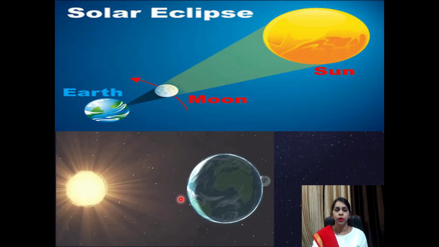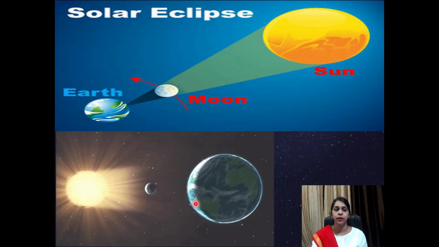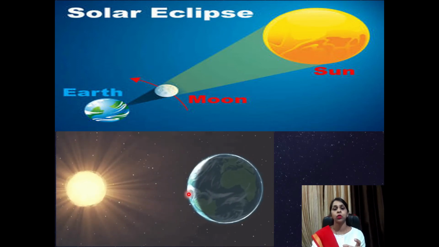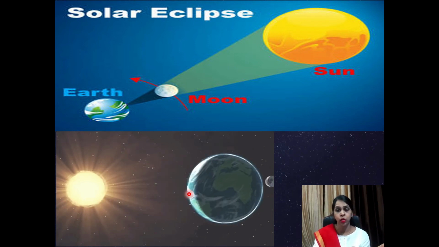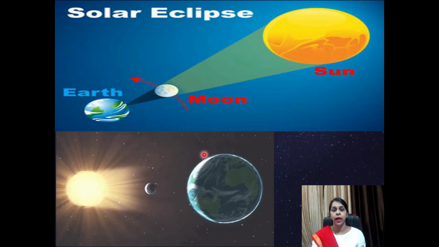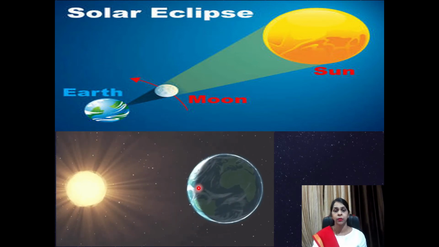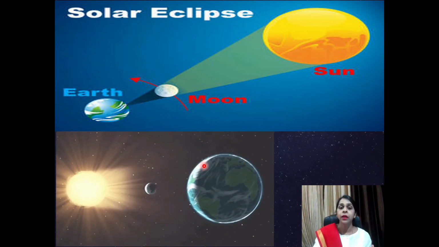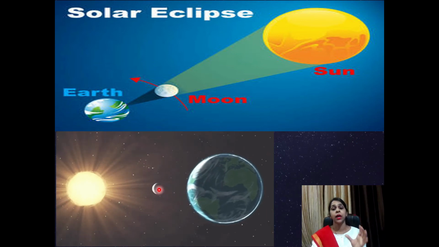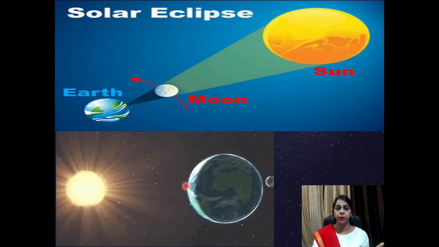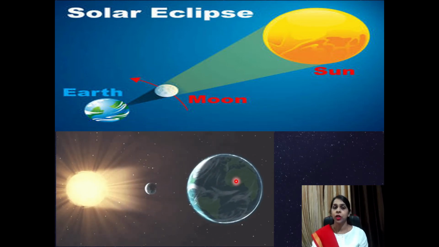I hope now it's very clear. The total solar eclipse is the full, concentrated shadow. It is a total solar eclipse, and where the lighter shadow is there, it's called a partial solar eclipse. In a partial solar eclipse, we can see some part of the sun, but when the total solar eclipse is there, we cannot see any part of the sun. Okay, student, I hope you understand till here.